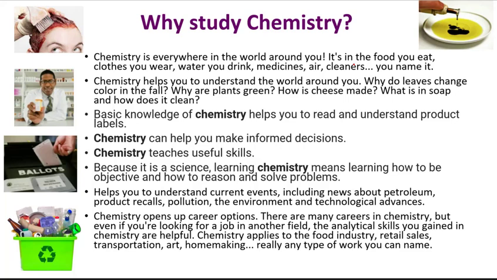It helps us ask questions like, why do the leaves change color in the fall? Why are plants green? How is cheese made? Having a basic knowledge of chemistry is going to help you to understand product labels. Think about all the product labels in the food that you eat. It helps you make informed decisions and teaches you useful skills, how to solve problems. If there's anything I want you to walk away with from this class, it is better problem-solving skills. And chemistry opens up so many career options. I know I just mentioned a few, but you can look at the analytical skills that you're going to gain in chemistry. Chemistry applies to the food industry, retail sales, transportation, art, really any type of work that you can name.